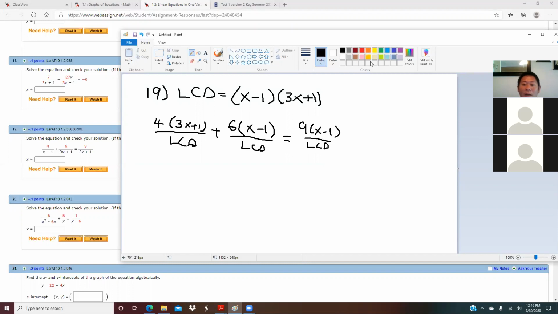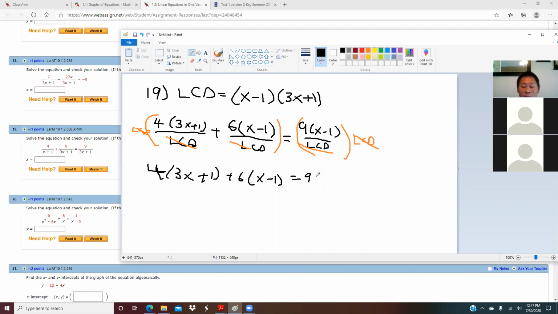And then what you do is you multiply everything here by your LCD, which is x minus 1 and 3x plus 1. And what happens when you multiply everything by LCD is all this is gone. So what you guys are left with here is this equation: 4, sorry about my 4, 3x plus 1 plus 6 x minus 1 equals 9 times x minus 1.